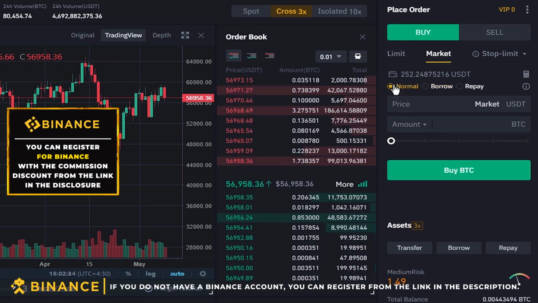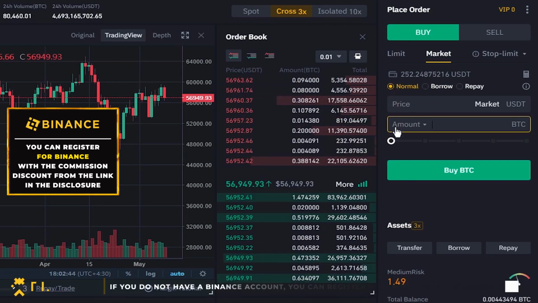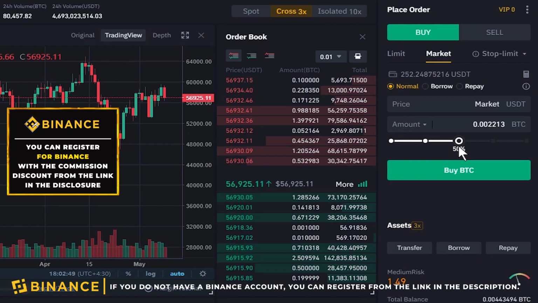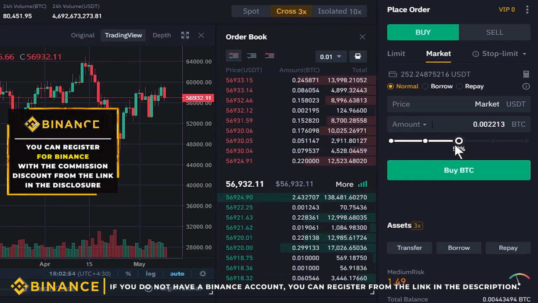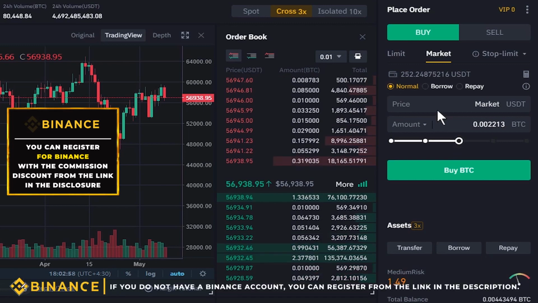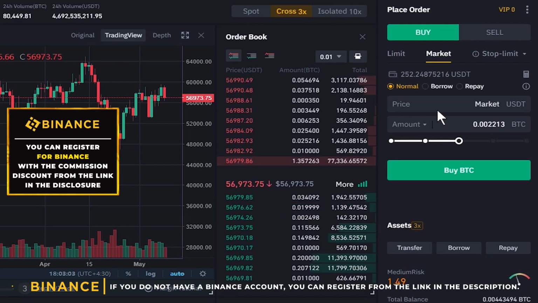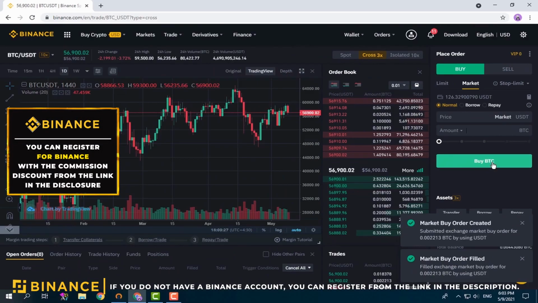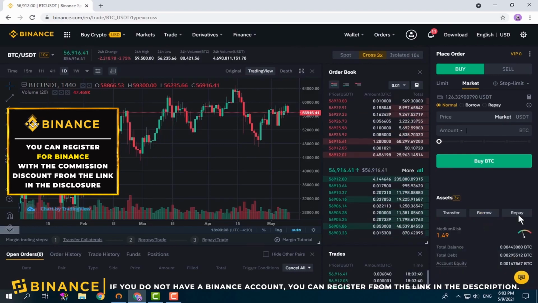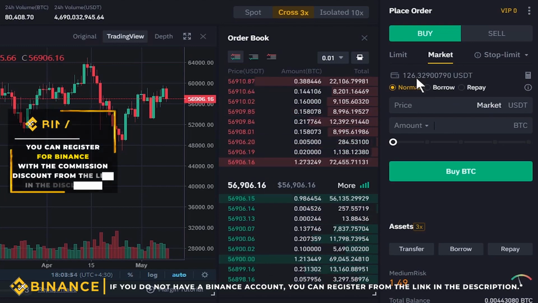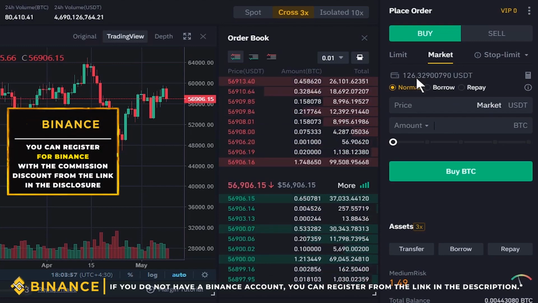We keep normal selected and let's buy with half of our available USDT. And after this trade with the other half, for example, we want to buy Ethereum because we think that Ethereum also is going to rise, but maybe at higher speed. So we want to take advantage of that move. If that's the case, we click on buy BTC, order placed successfully, and now we have 126 USDT available for trading.